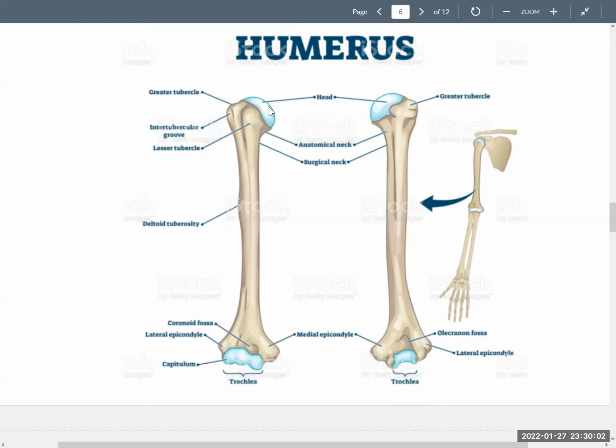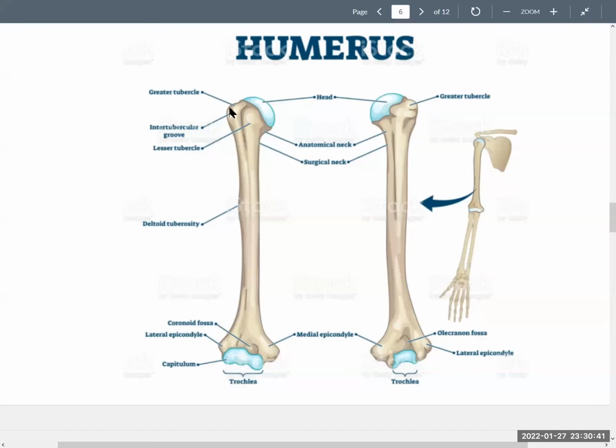Here's the head. Come across, there's a bump. This is called the greater tubercle. Turn it around, it's here. Greater tubercle. Come to the middle, and you have the lesser tubercle. Admittedly, they don't look too much different in size here, but they will in other bones that I show you.